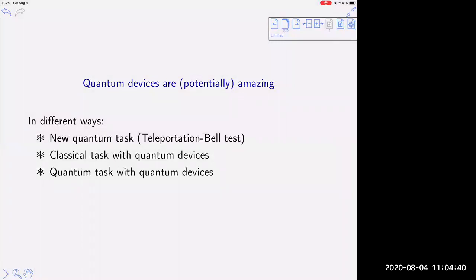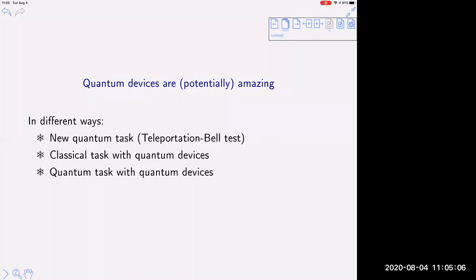So let me start with a very obvious sentence. Quantum devices are potentially amazing. I think you would not be here if you wouldn't potentially agree to that sentence. But we have to be careful in how we interpret this sentence. There are different tasks which we look for. There could be new quantum tasks, right? Teleportation is a wonderful motivation. If you want to motivate students to do quantum, teleportation is a good thing.